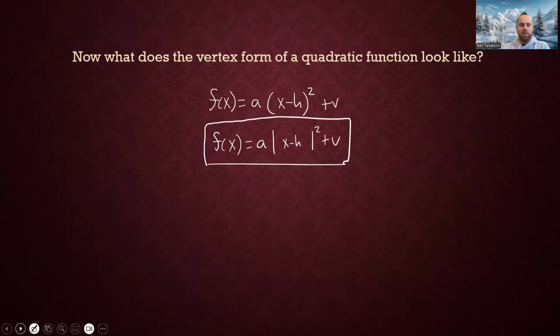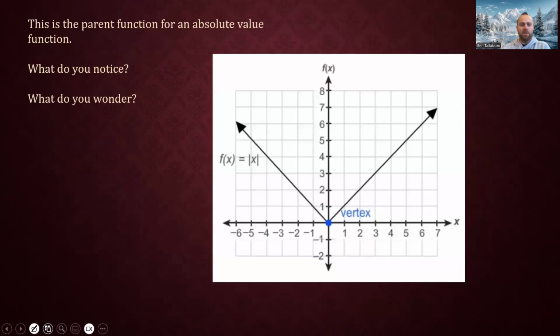Now, we're going to look at a graph right now of the parent function. If you take a look right here, you'll see it's simply written as f of x equals absolute value of x. That's the function written out. We're not looking at all the possible transformations. We're just looking at the basic parent function. So what do you notice and what do you wonder?